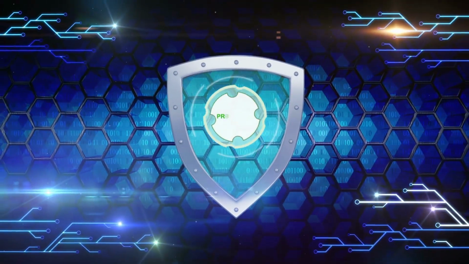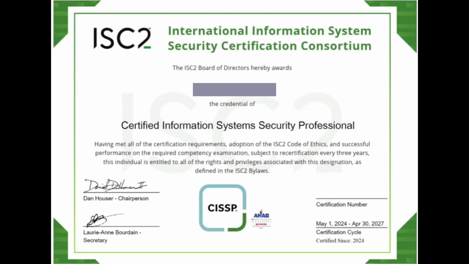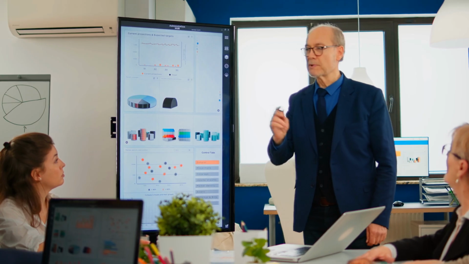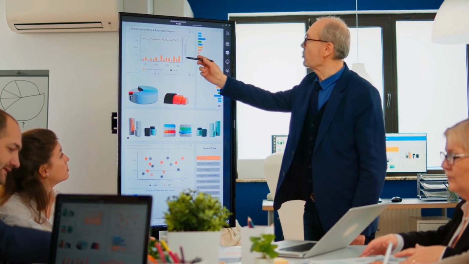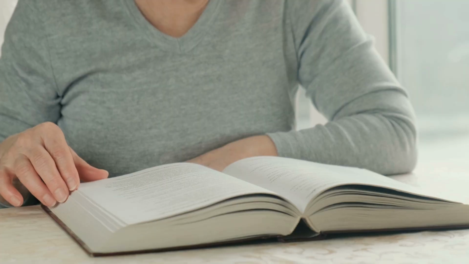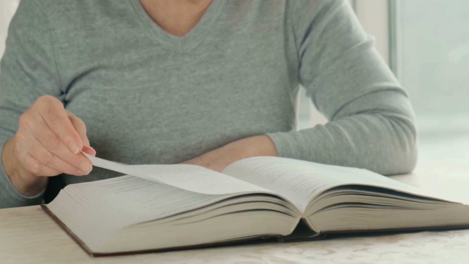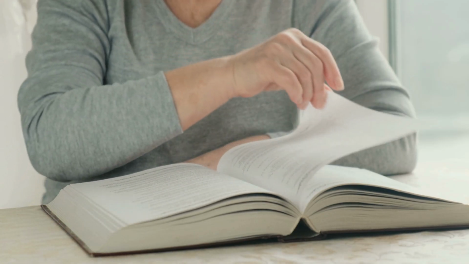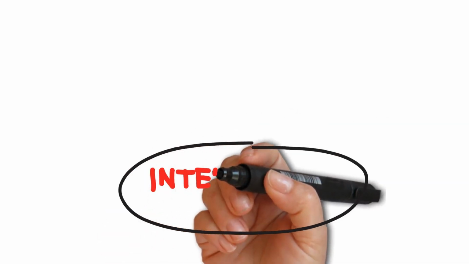Cybersecurity is one of the fastest growing and most respected fields today, and earning your CISSP certification can open the door to some of the highest paying and most trusted roles in the industry. But passing the CISSP isn't just about memorizing facts, it's about understanding how to think like a security leader. That's exactly what this course is designed to do.